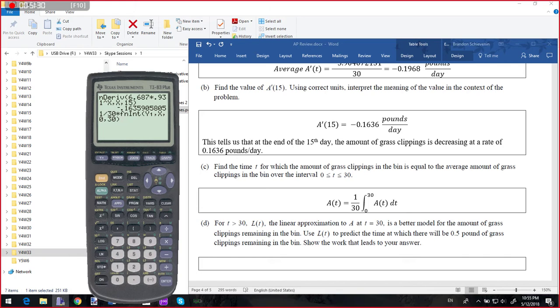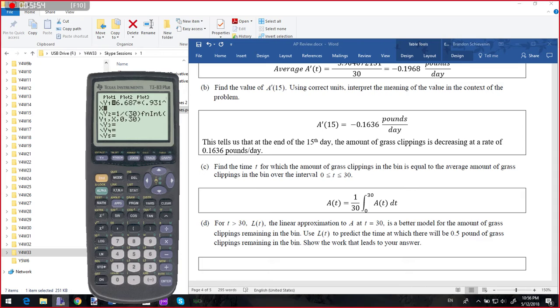So this is 1 over 30 times the integral of a of t in terms of x from 0 to 30. Okay, so if I integrate this, I should get a decimal answer. I'm going to store this decimal answer. So hit store as alpha A. Now every time that I hit A, I should get that value.